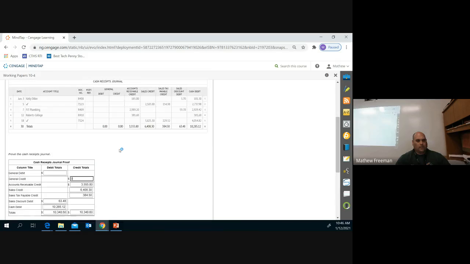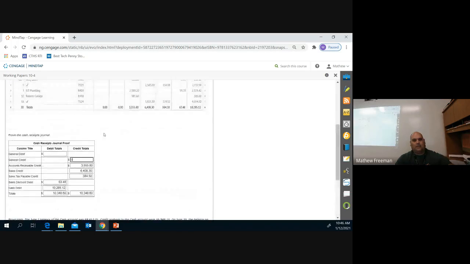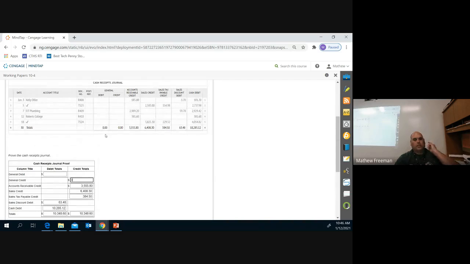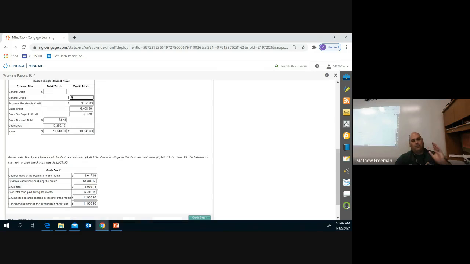Okay. Come down here, you want to input all the adding up that you did for the totals for the accounts receivable, sales credit, sales tax payable credit, sales discount debit, and cash debit. You want to put them in the correct column for your cash receipt journal proofing, and you're going to add up and see that the totals for your debits and credits balance out and equal each other. And then what you're going to do next is you're going to come down to prove cash.